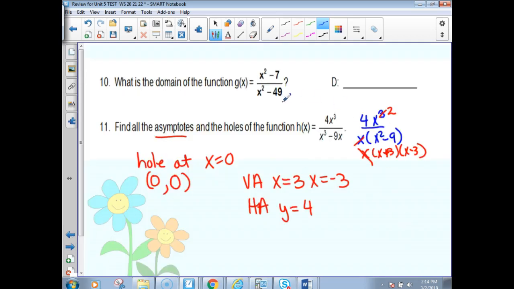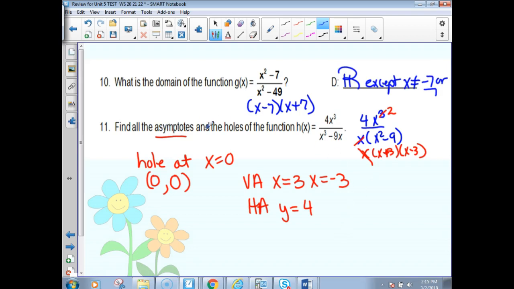What is the domain of this function? You factor the denominator, and you factor the numerator if possible. It's not factorable. The domain would be all reals except x can't equal -7 or 7.